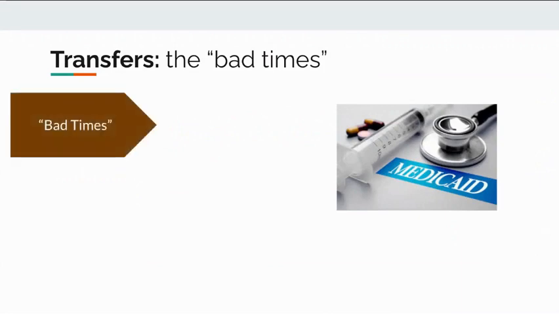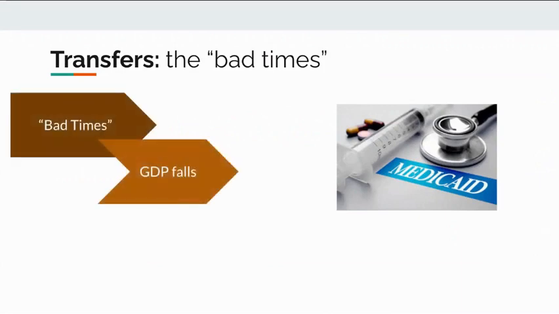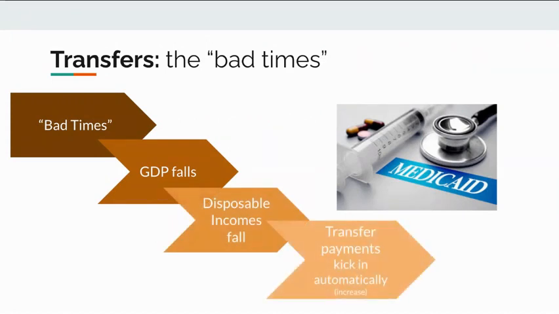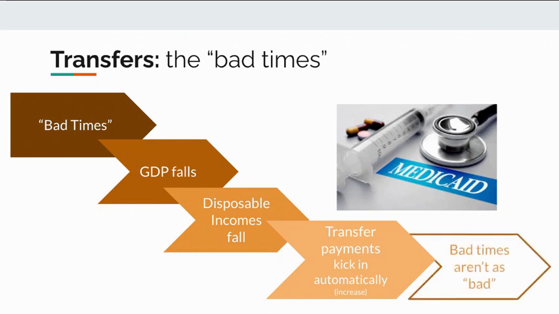So let's look at the bad times. During the bad times, GDP is falling, disposable incomes fall. So when people's disposable incomes fall, then transfer payments will kick in automatically, right? Again, Congress doesn't have to pass a new law, right? Food stamps are a really great example. Basically if you have a low salary, low wage, then you qualify for food stamps. And so these transfer payments that kick in then cushion the bad times. So the bad times aren't as bad.